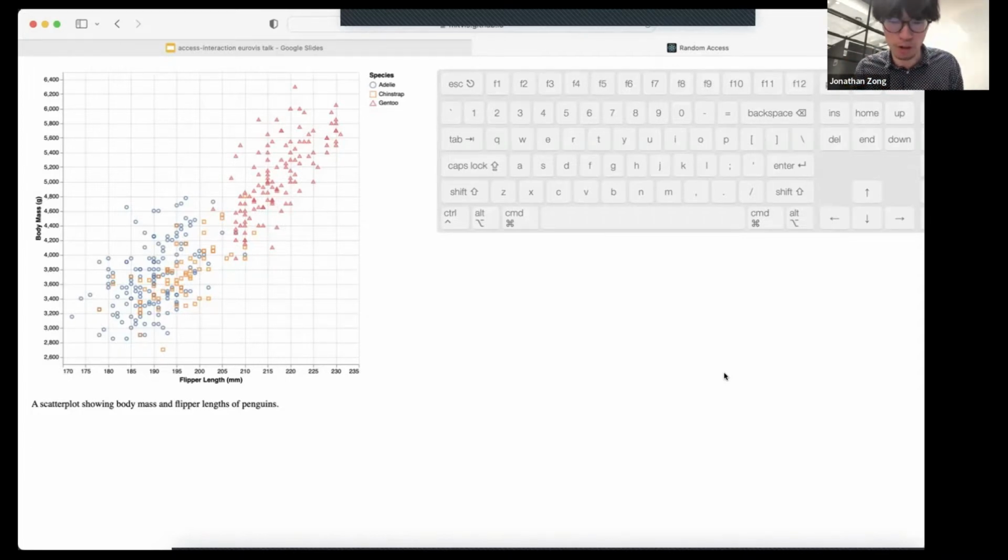And just like before, I can enter into these squares. 1 of 25, flipper length 200, body mass G, 4,000. And I can cycle through the individual data points that are inside of the square that I'm highlighting.